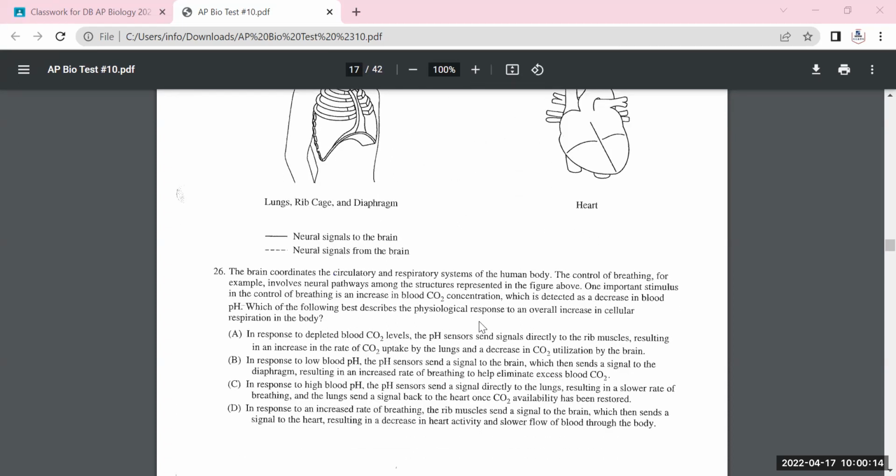Okay. The brain coordinates the circulatory and respiratory systems of the human body. Control of breathing, for example, involves neural pathways among the structures represented in the figure above. One important stimulus in the control of breathing is an increase in blood CO2 concentration, which is detected as a decrease in blood pH. Which of the following best describes the physiological response to an overall increase in cellular respiration in the body?